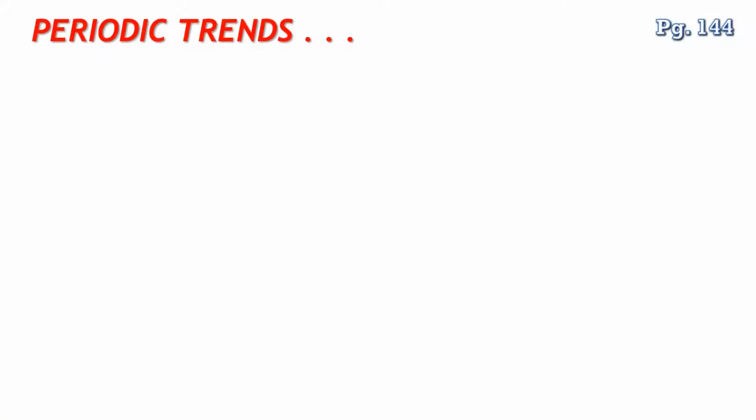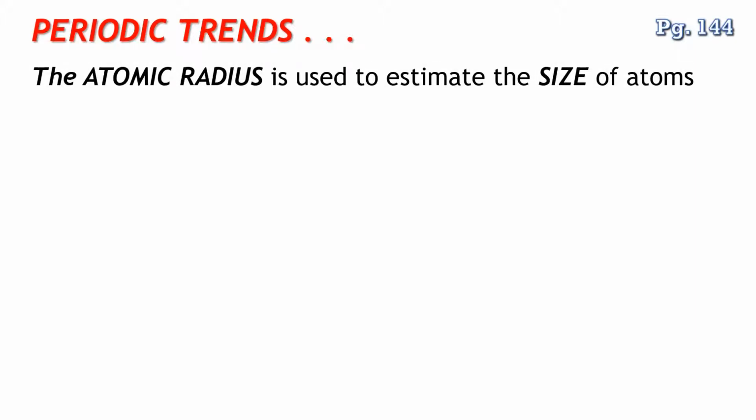So looking at page 144 of your text, we're now looking at periodic trends, and we're going to review several of them. Our first trend is the atomic radius. The atomic radius is simply a way of estimating the size of the atoms. It's from the center of the nucleus to the very outer edge of the atom shells.